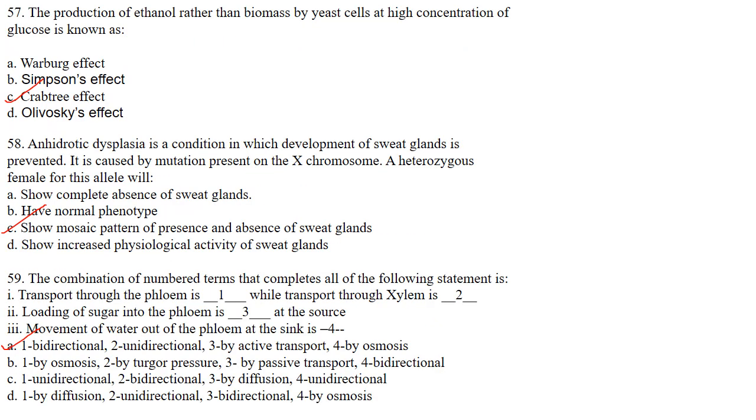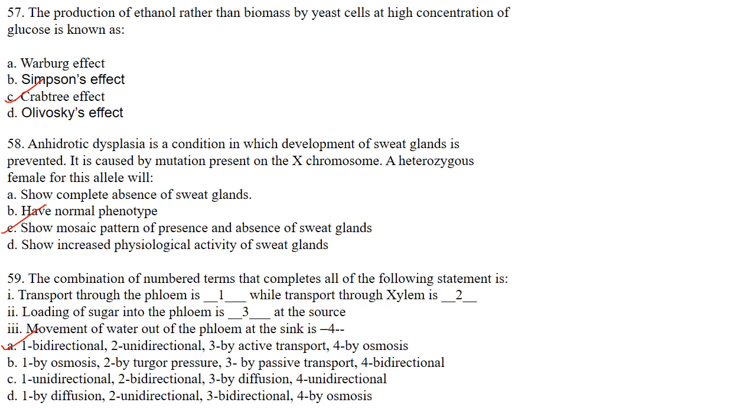The next one, the production of ethanol rather than biomass by yeast cell at a high concentration of glucose is known as Crabtree effect. Answer is option C. Then, anhidrotic dysplasia is a condition in which development of sweat glands is prevented.